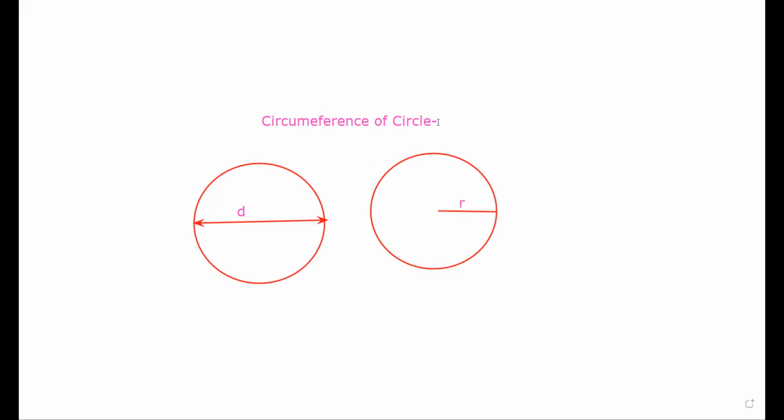What is the formula of circumference of a circle? What did I teach you yesterday? Something called pi d, remember? Was it pi d? Girls, was it? Yes. What is the value of pi? 3.14. You always have to remember that. And diameter, whatever it is given in the question. So this is a quick revision of what we did yesterday.